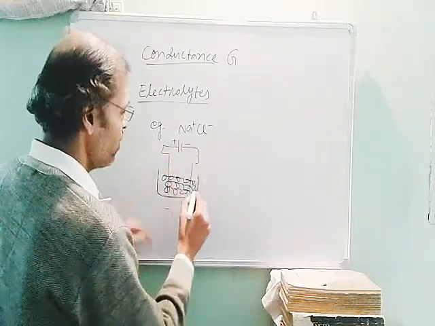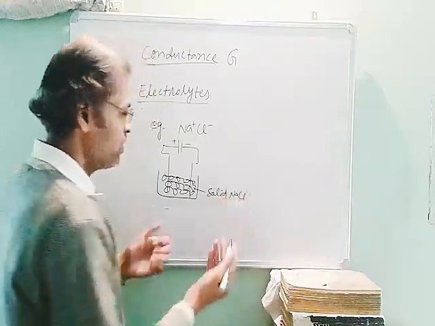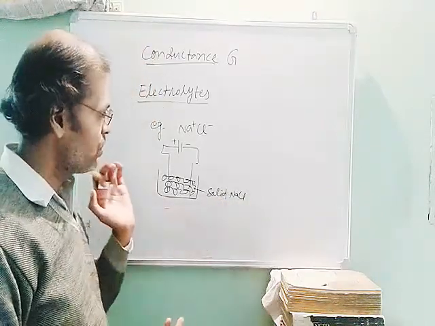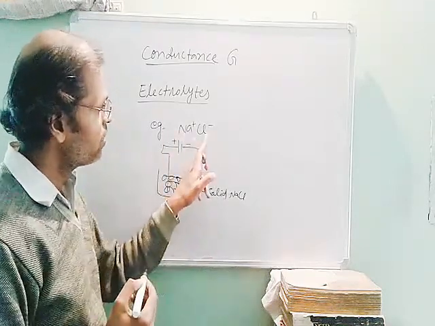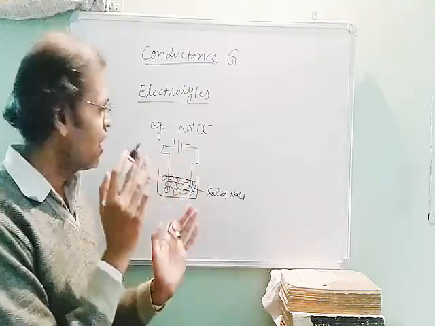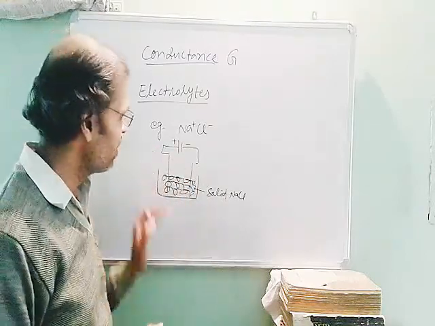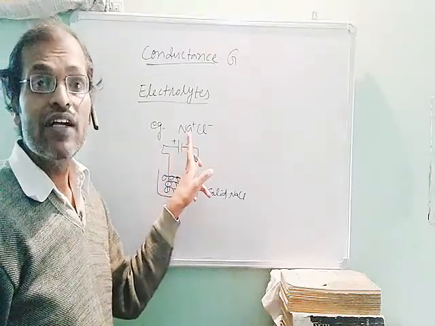through solid NaCl, then it is impossible to do so, because positively charged sodium ions and negatively charged chloride ions are not free to move. They can't move at all. That's why in solid form sodium chloride is bad conductor of electricity.